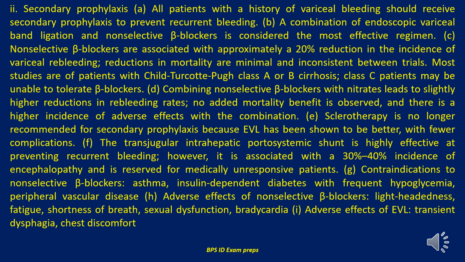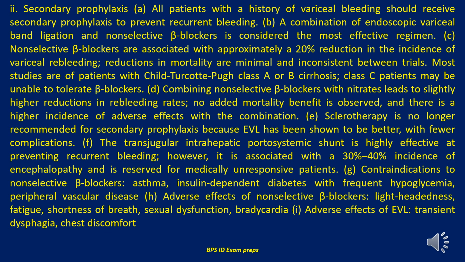Most studies are of patients with Child-Turcotte-Pugh class A or B cirrhosis. Class C patients may be unable to tolerate beta blockers. D. Combining non-selective beta blockers with nitrates leads to slightly higher reductions in rebleeding rates. No added mortality benefit is observed, and there is a higher incidence of adverse effects with the combination. Sclerotherapy is no longer recommended for secondary prophylaxis because EVL has been shown to be better, with fewer complications.